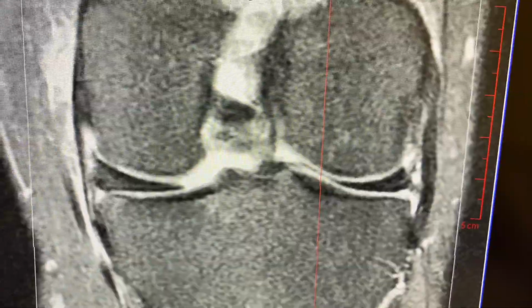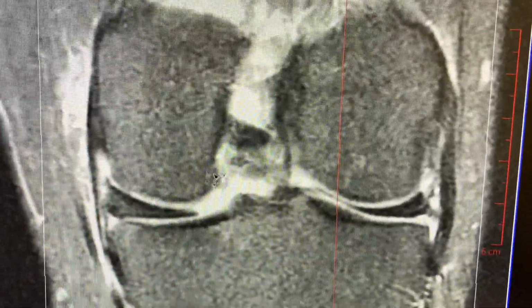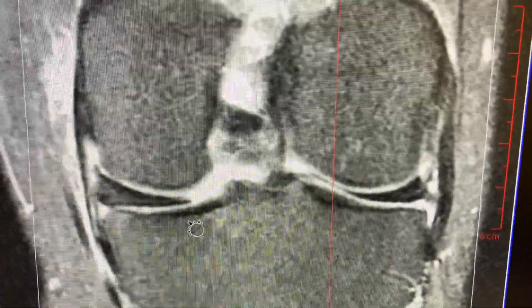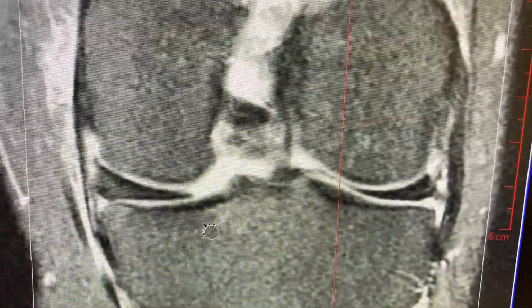Once again, this is Dr. Mora showing you some important points regarding root tears, diagnosis, and why it's important to fix them.